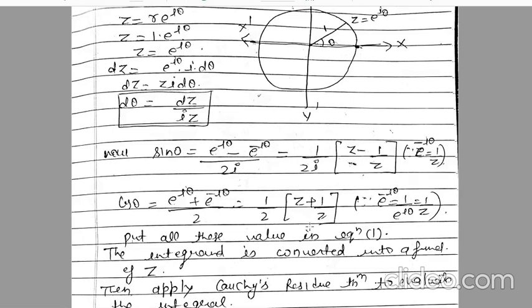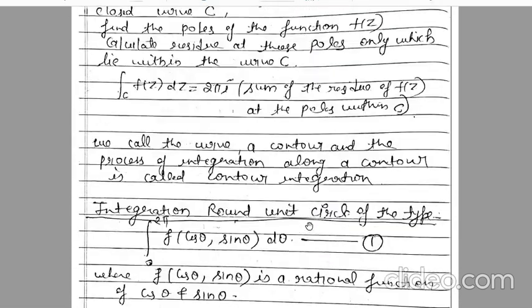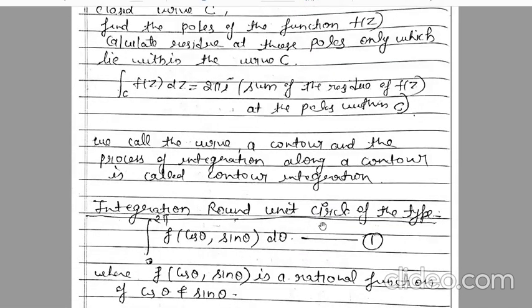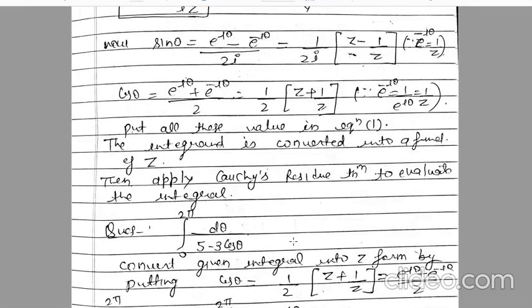Now put all these values in your equation 1. And what is equation 1? This is your equation 1. So just write all these values here, then you will get the integrand in terms of z. Then you will calculate your poles, find the residue at these poles, and apply the Cauchy residue theorem.